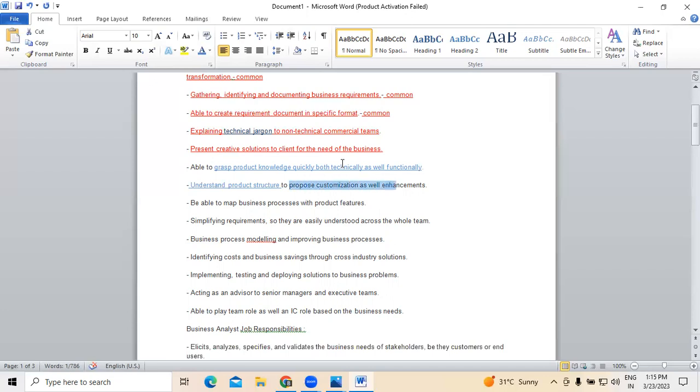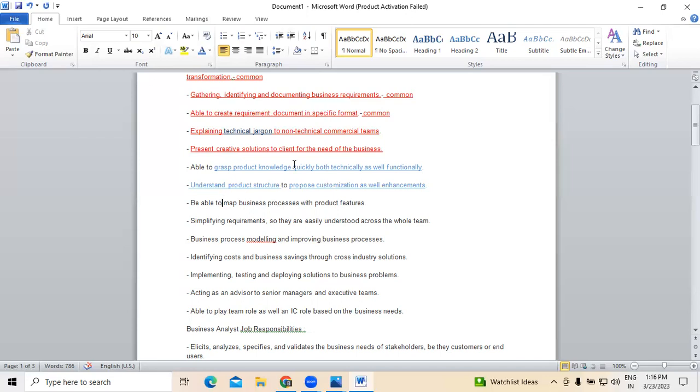At the same time, an ability to propose customizations and enhancements in the existing product is also essentially required for any BA, because this is where most people will have confusion. How to understand the product structure, how to propose customization as well as enhancements. This is also an important element, because a BA in IT develops different products. It could relate to retail operations, healthcare, investment banking, payments or e-commerce. How to customize and enhance, first of all you must have knowledge over the product structure and how it is designed. If you have that knowledge, it is easy to move on to the next level to propose customizations as well as enhancements.